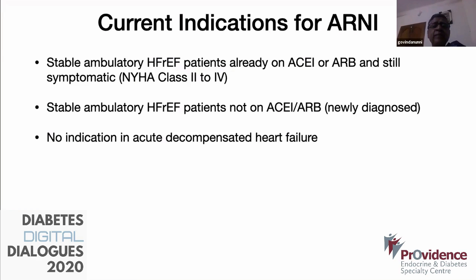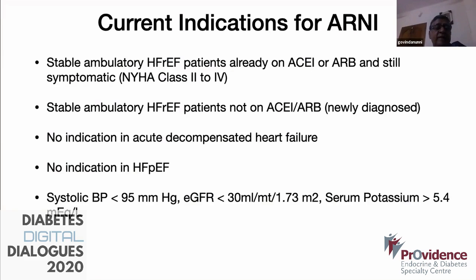But in acute decompensated heart failure, there are some trials looking at BNP levels, but there is no trial looking at mortality or morbidity. So as at present, it is not a labeled indication. The same thing is true in heart failure with preserved ejection fraction. Some trials are there, but the results are disappointing. And finally, as I said earlier, let me re-emphasize, remember these 3 values: systolic BP less than 95, eGFR less than 30, serum potassium more than 5.4. Don't start ARNI in this group of patients.